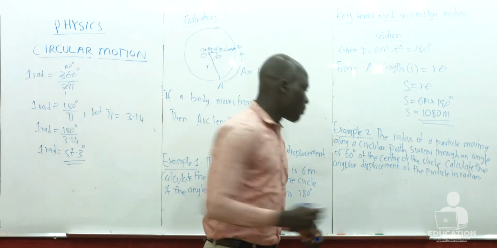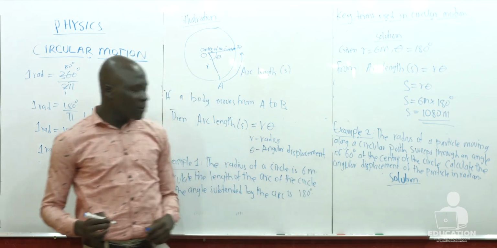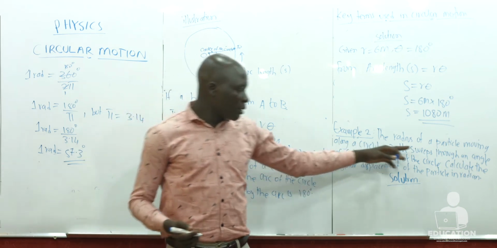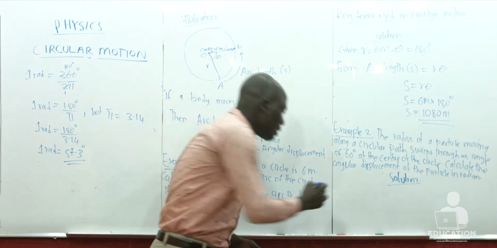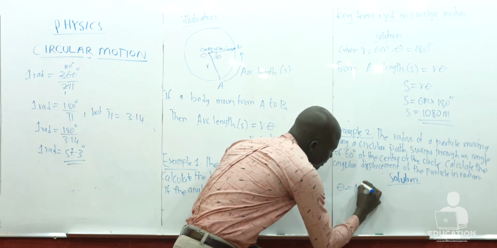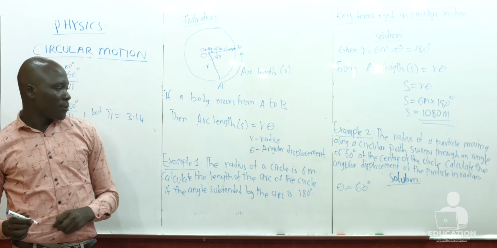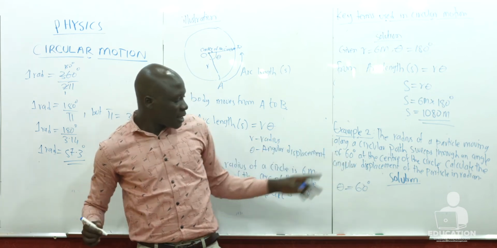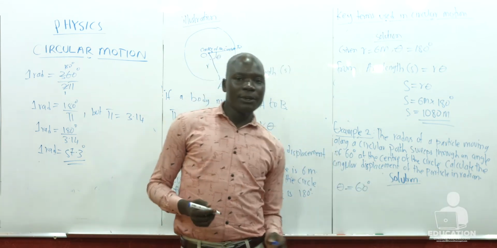Now let's look at our solution. When a question is given like this, it's always very important to read through and find out what is really given in the question. What is given is the angle that is swept through, and we call it theta, which is 60 degrees. This is the only thing given in the question. The angle that is swept through is called the angular displacement, but the question is asking you to get the angular displacement in radian. Simply, they're asking us to convert these degrees to radian.